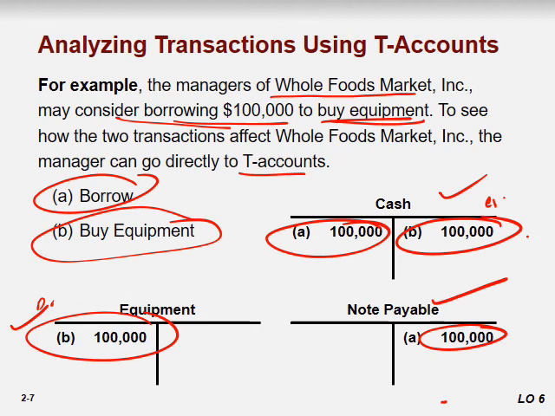So managers, if they want to save time and make decisions quickly, can also just skip the accounting process of journalizing the entry and then posting it. They can just go through the ledger and make that decision.